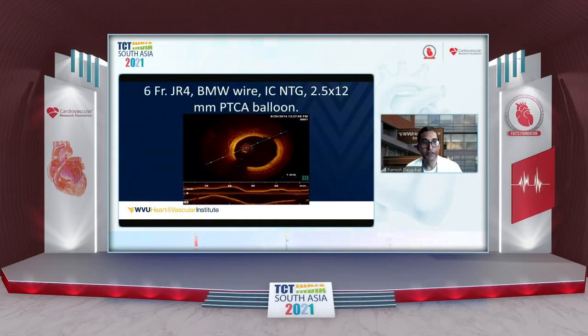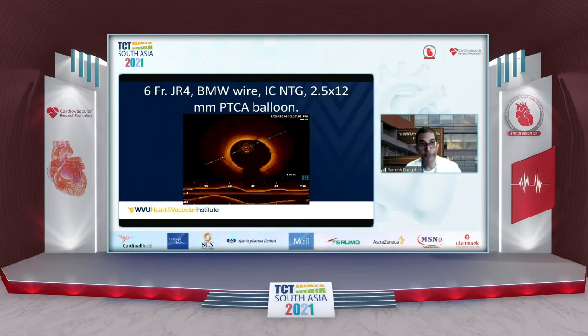And in this patient, from my prior experience, I kind of suspected what it is. So we went with the GR4 and gave nitroglycerin. The vessel did not open up. So we put a BMW wire, did gentle balloon dilatation with the 2x12 at 4 atmospheres, and then did an OCT. And actually, OCT here showed there was no plaque at all. So I just wanted to quickly show that.